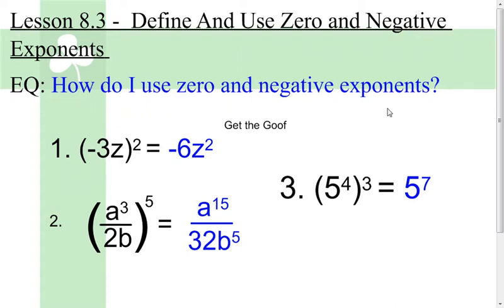And we're going to try these three get the goofs. So, number one, let's see. Well, what we'd have to do is distribute this 2 to the 3 and to the z. Well, negative 3 times negative 3 is not negative 6. Negative 3 to the second power would actually be a positive 9, and then a z to the second power.